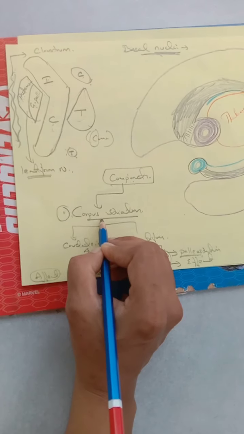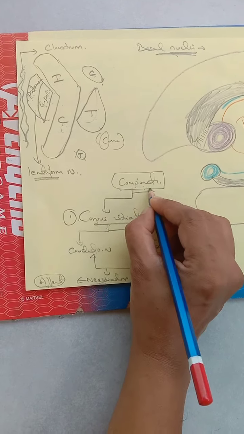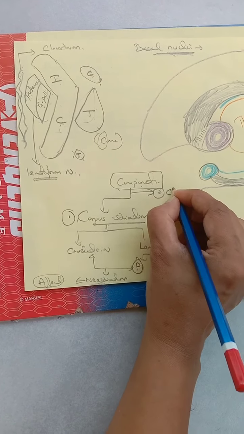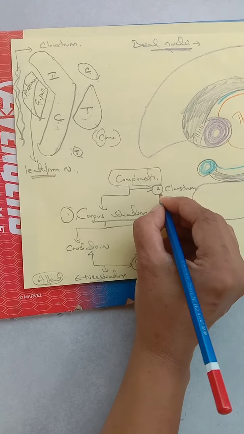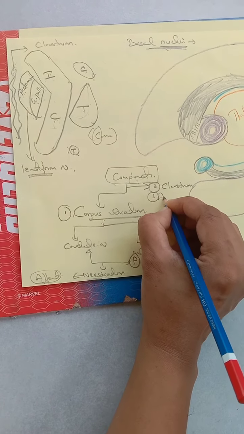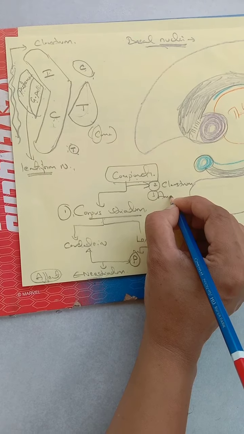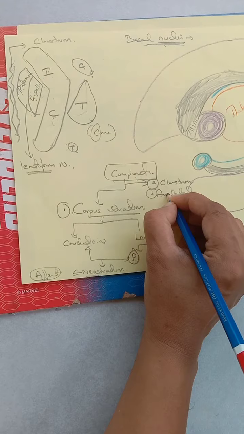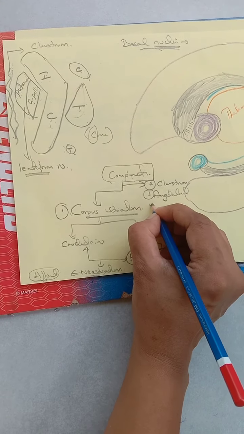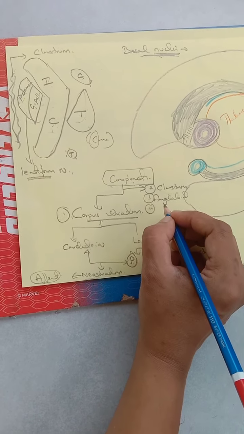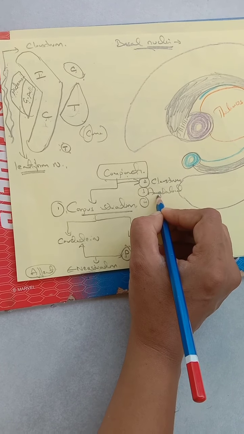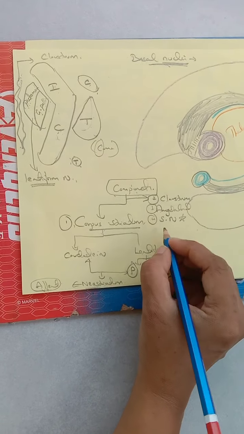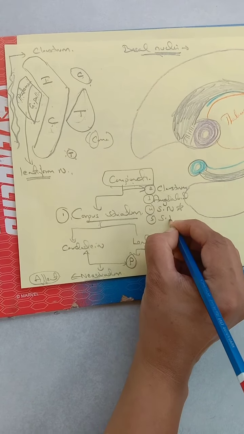This is the first component, corpus striatum. It also has many other components which are functionally related. Claustrum, I have already told you. Third component is called the amygdaloid body. Claustrum, amygdaloid body. Another is substantia nigra, a very important component of it. Then we have the subthalamic nucleus.